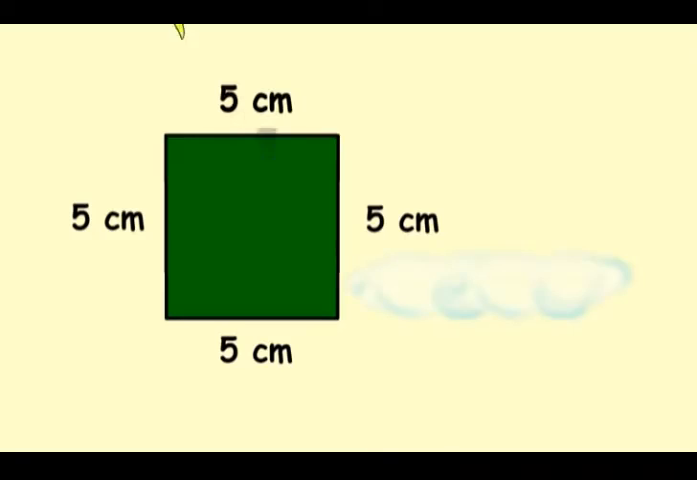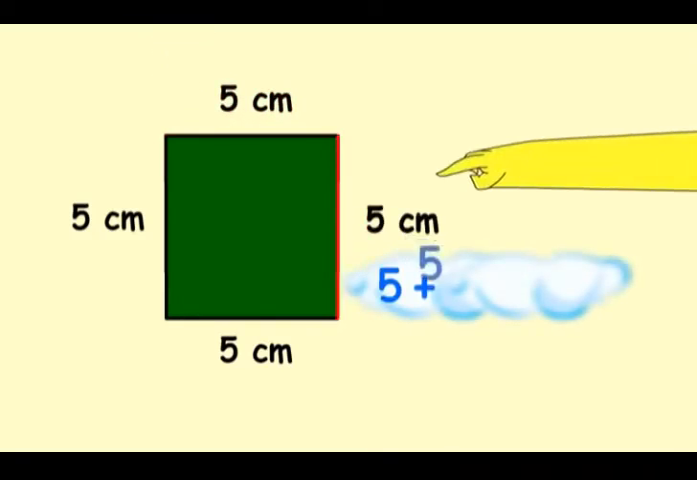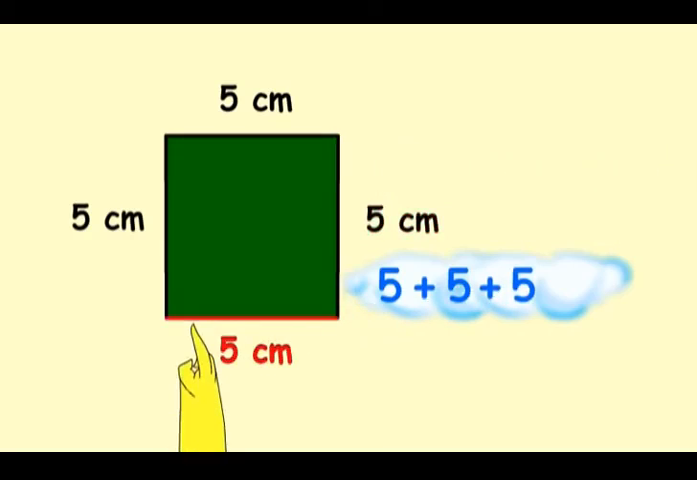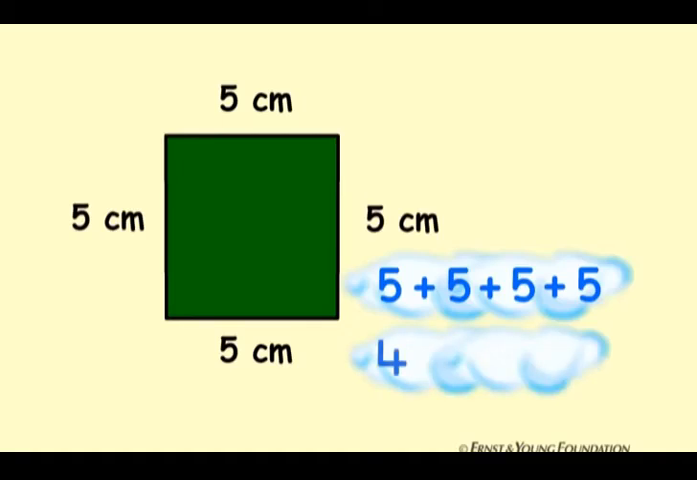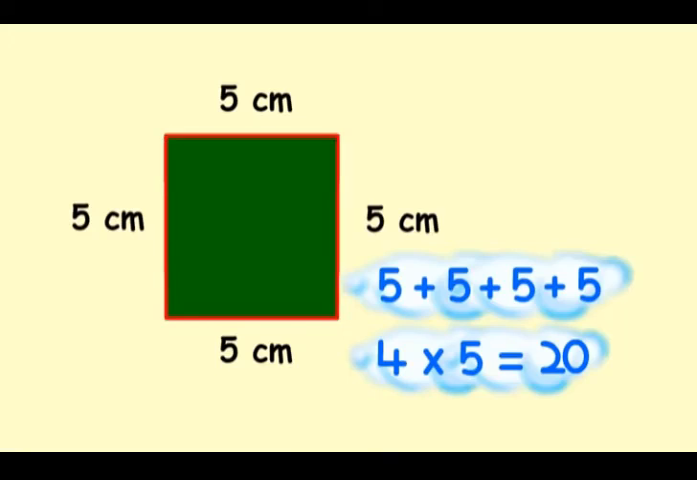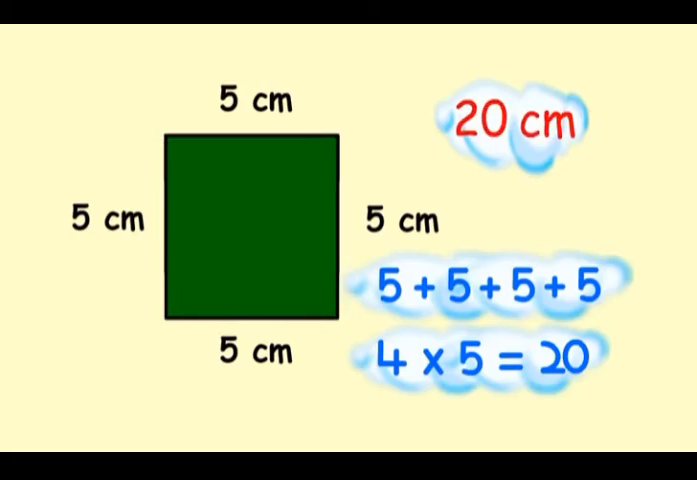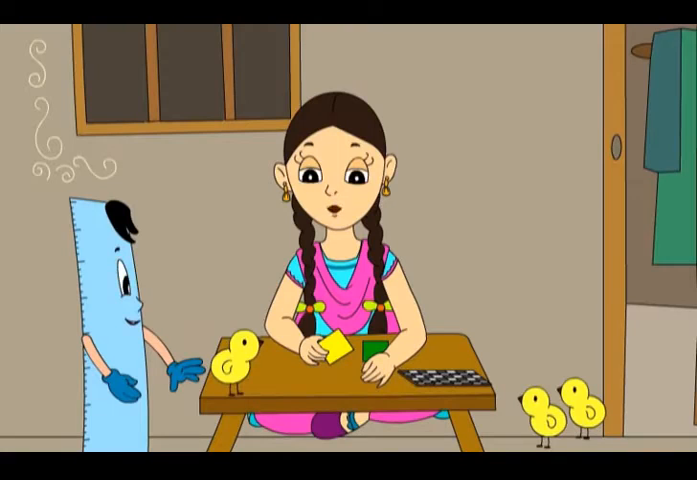It is 5 plus 5 plus 5 plus 5. Oh, Futta said I can do 4 times 5. So it is 20 centimeters. That's very good, Chick.